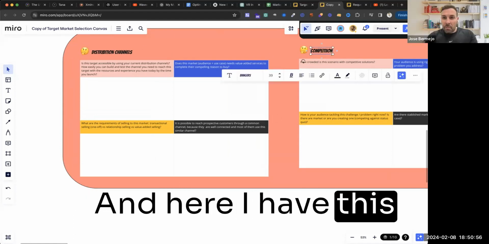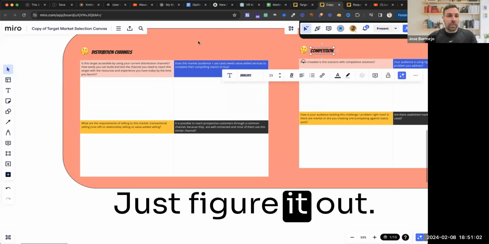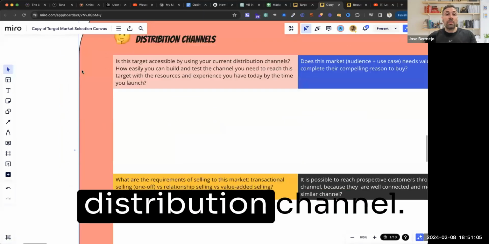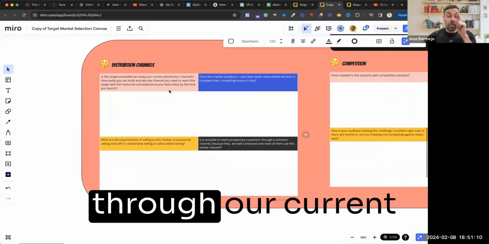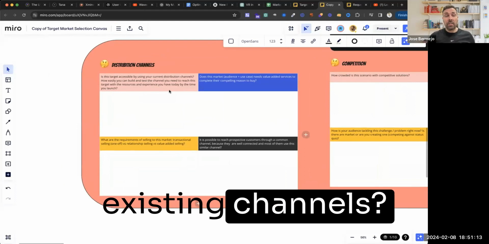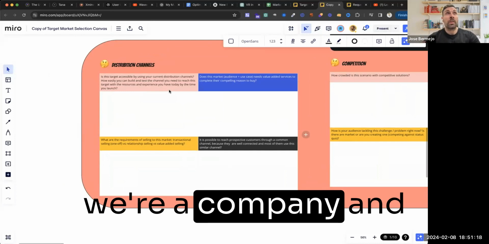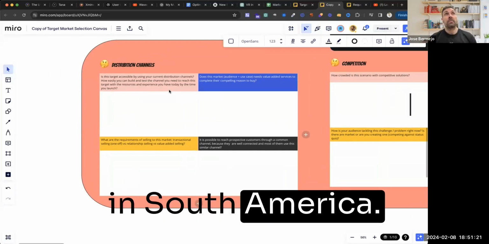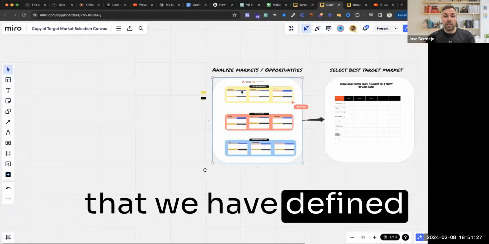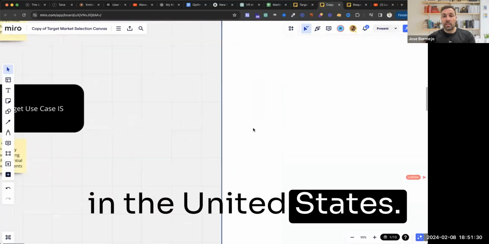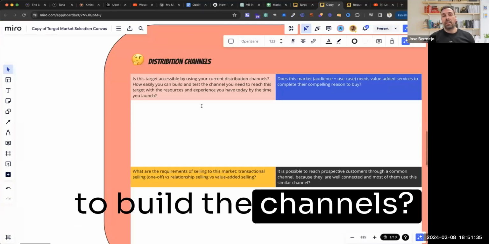And here I have this type of competition. Let's figure it out. Then easy upselling factors, distribution channel. This one's easy. Okay. Is this target accessible through our current existing channels? So let's say that we're a company in South America, and we want to market this to the United States realtors, to these people that we have defined. Question is, do we have the channels required or do we have to build the channels?